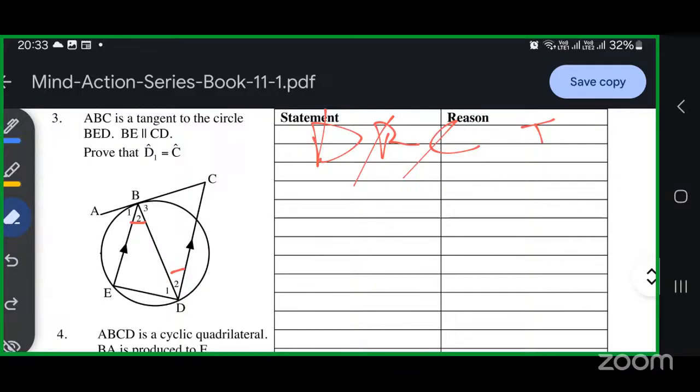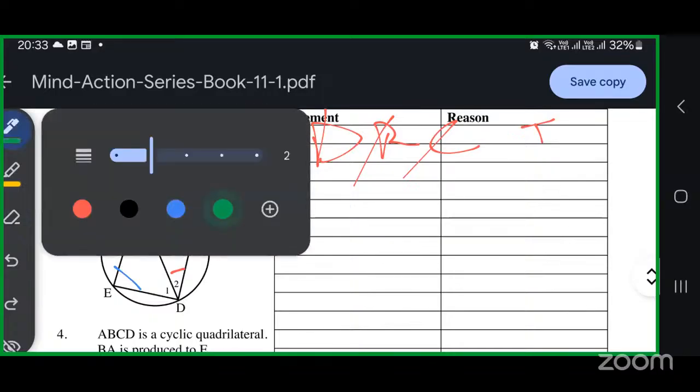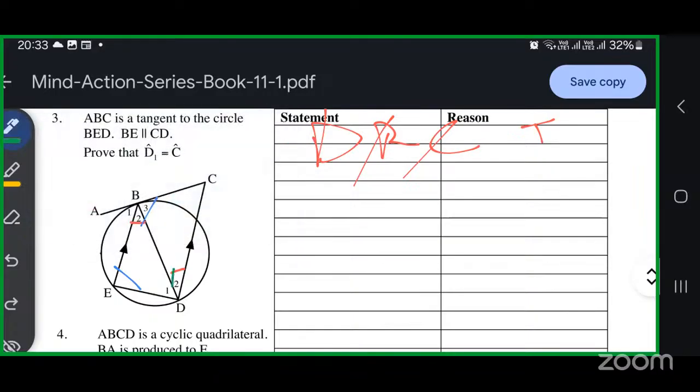Is there any tangent to the circle? Yes. Now what can we do using that information? Do you agree if I now say this angle is equal to that angle and this angle is equal to that angle? In fact, let me use different colors. Let me maybe use green. Do you agree with these angles that I've just highlighted here?